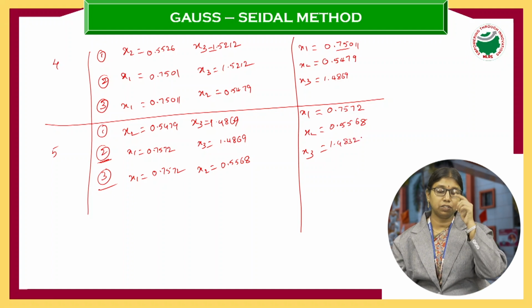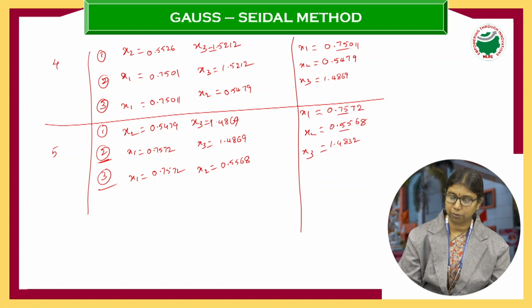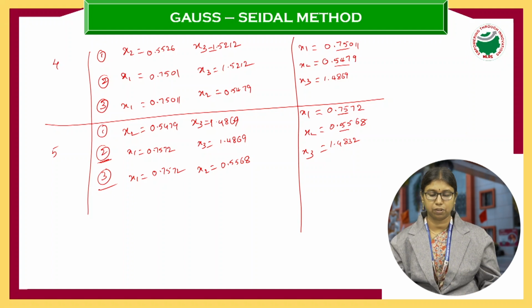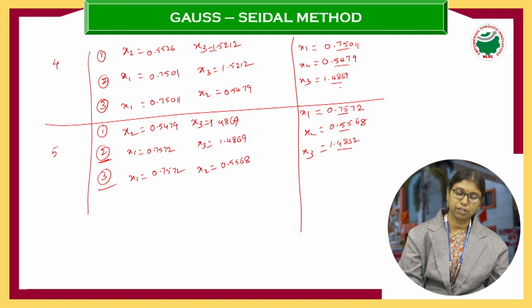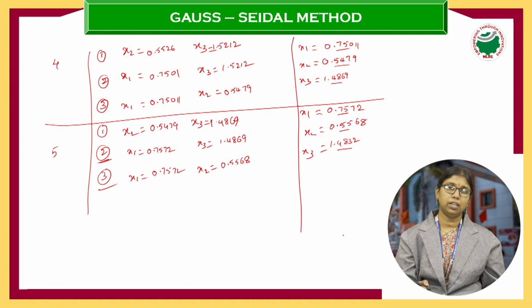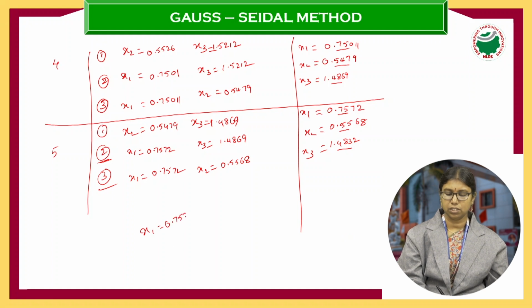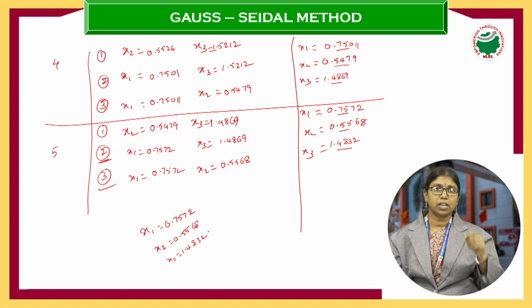Now compare the values with the previous decimals. Here it is equal up to 0.75. It is equal up to 547, and 547 is approximately 55 only. Next 486, 483. So the values are equal up to two decimals with the previous approximation. Then you can stop the procedure and give the conclusion that the solution for the given system is 0.7572, 0.5568 and 1.4832. Like that you can solve the Gauss-Seidel method.